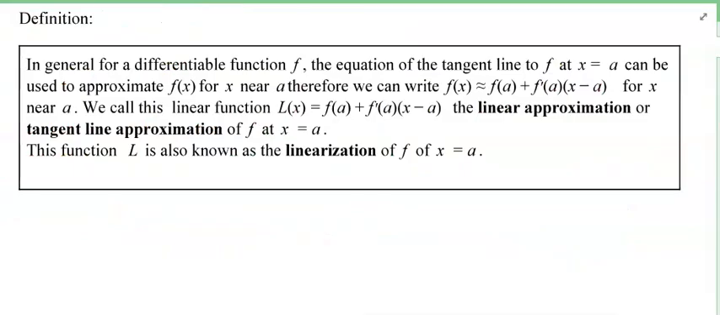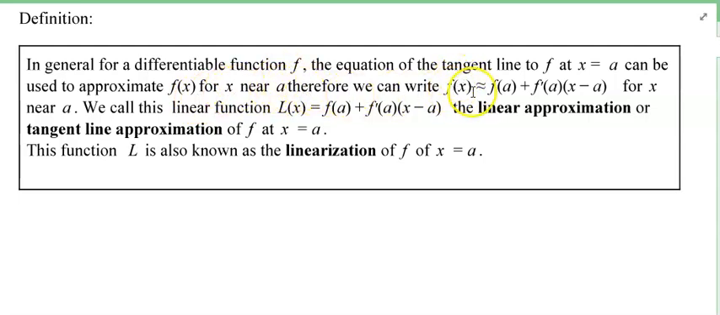I want to give some definitions for what we had just learned. We want to talk about what kind of words we can use. We made a new function, a linear function, from our activities there, and this linear function is called a particular name. In general, for a differentiable function f, the equation of the tangent line to f at x equals a can be used as an approximation for f of x for x near a.